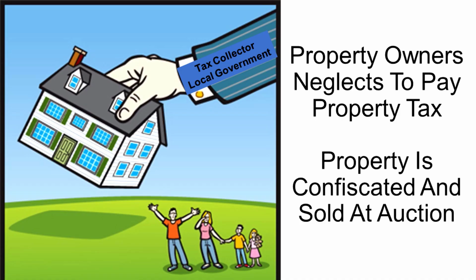So all properties have a tax assessment. However, the treasurer and the tax collector, they don't want these properties, but they're forced to go out and do all the collections. So what will they do? They'll seize the property and then they'll sell it at an auction.